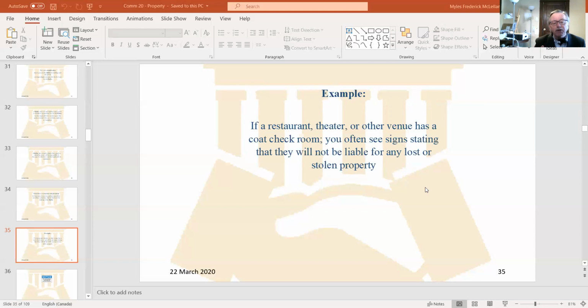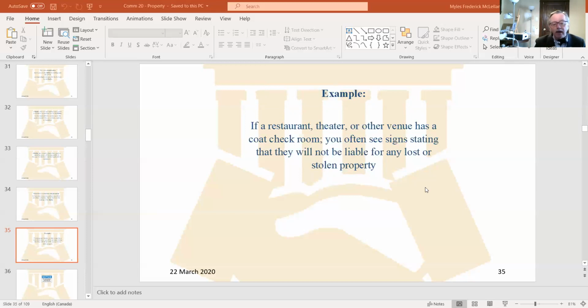If a restaurant, a theater, or other venue has a coat check room, and they almost all do, such as the Royal Alexandra Theatre in Toronto, which produces plays. Normally, they're all closed nowadays, as everybody would realize. But in the normal course of events, when you're going to watch a play, you don't want to be wearing your coat, particularly in the winter, while the play is going on. So you hand it over to somebody in a coat check room. You pay for them taking care of your coat while you're in the play.